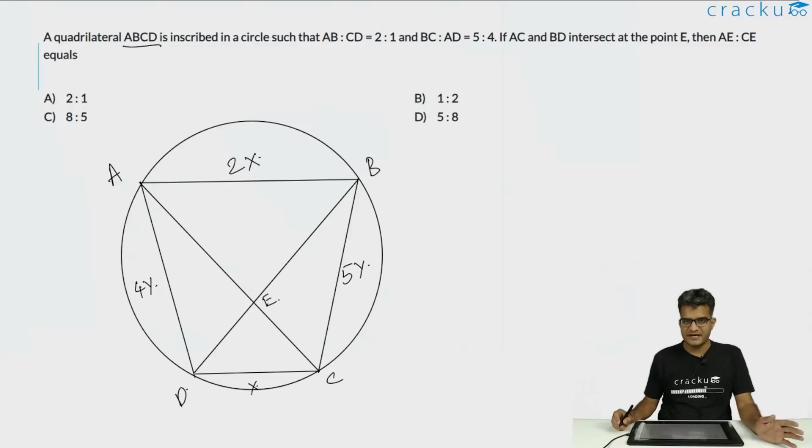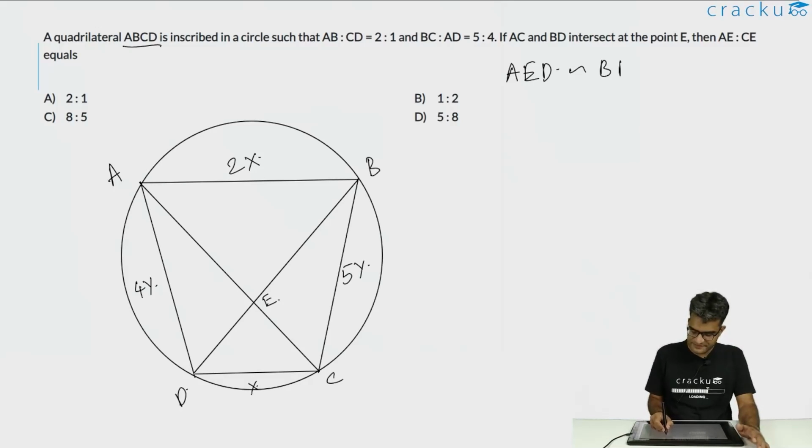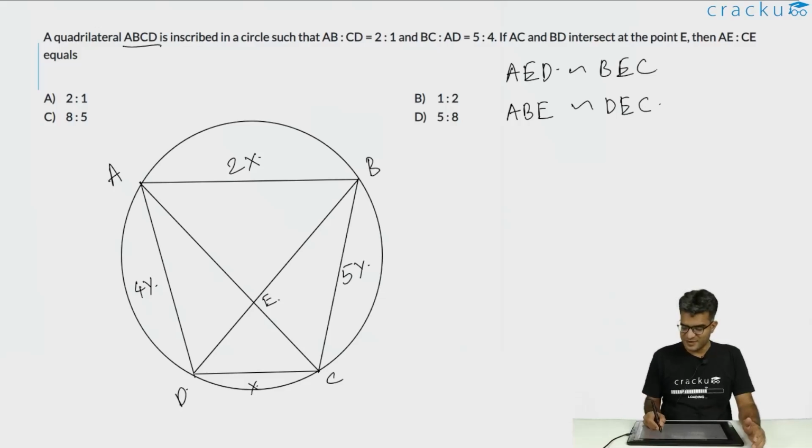Now we can see a couple of similar triangles. One similar triangle is AED is similar to BEC. Another similar triangle is ABE is similar to DEC. I'll explain why these two are similar. Then you can infer the same for the second pair also.